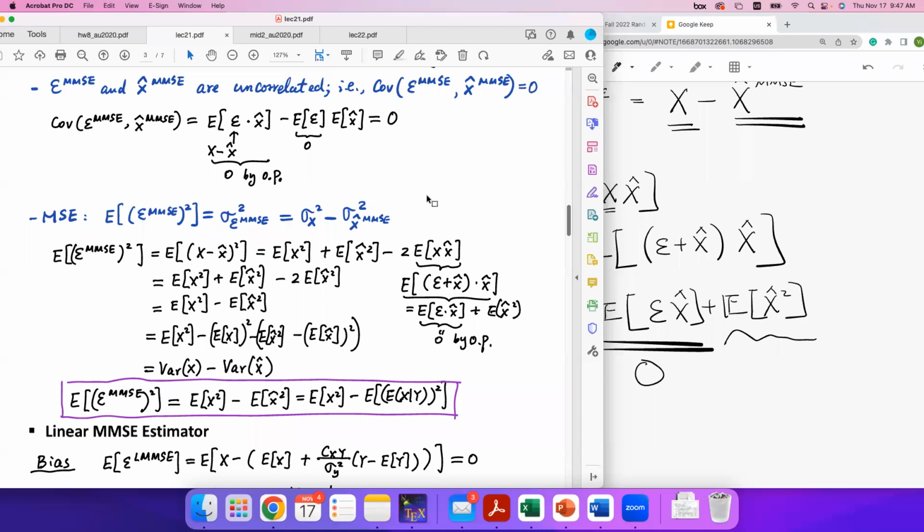And this is the tricky part. Once we do that, these two terms can be combined. So we get minus the second moment of x hat squared. Okay.